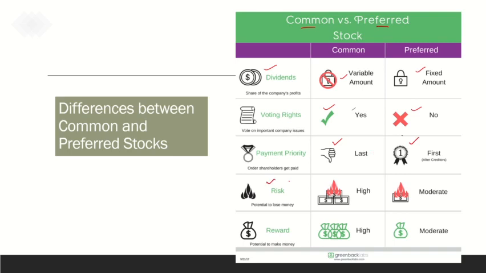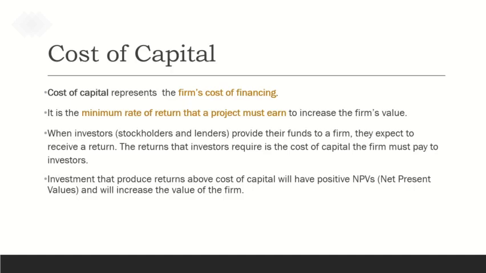On risk pula, common stock adalah sangat tinggi, manakala preferred stock hanya moderate saja. On reward, common stock offer higher reward, but preferred stock offer moderate reward. So, this goes back to chapter 6, risk and return, where the risk is high, the return also high. So that is the 3 types of long-term financing.